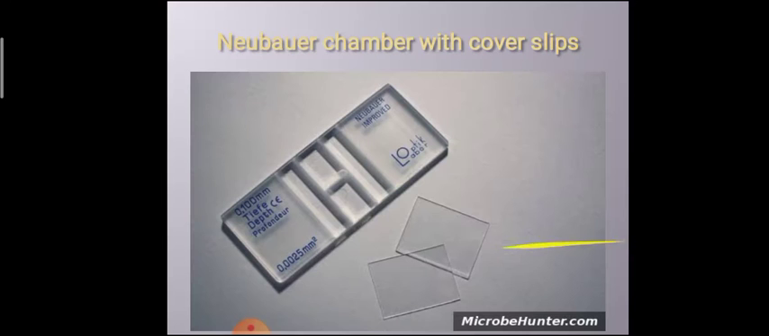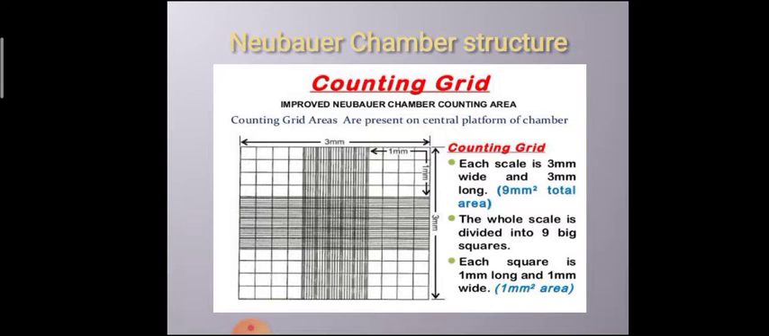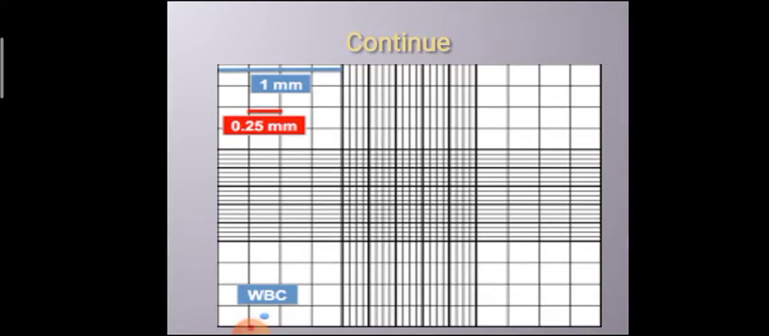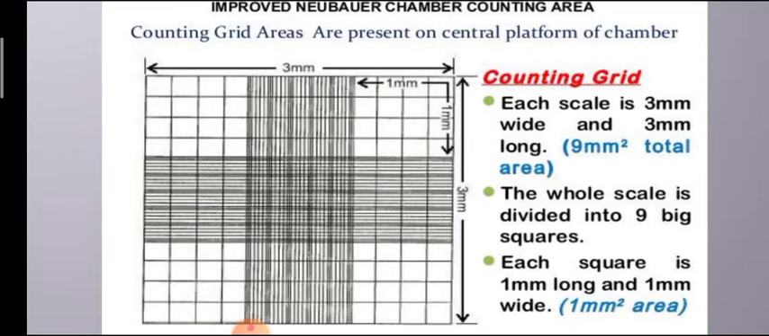Let's start the topic. Dear friends, this is the Neubauer chamber with two cover slips. The Neubauer chamber is made of glass, and we use it in the medical laboratory to count RBCs, WBCs and platelets. Neubauer chamber structure: this is the 9 squares of the Neubauer chamber, which we see under the microscope whenever we observe the Neubauer chamber.